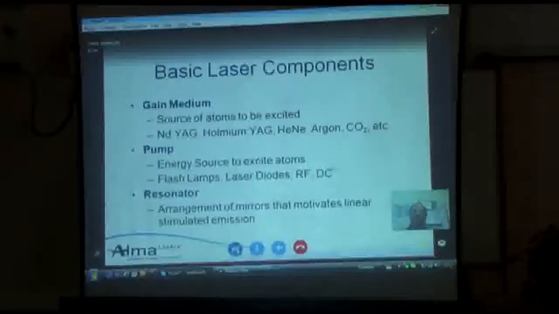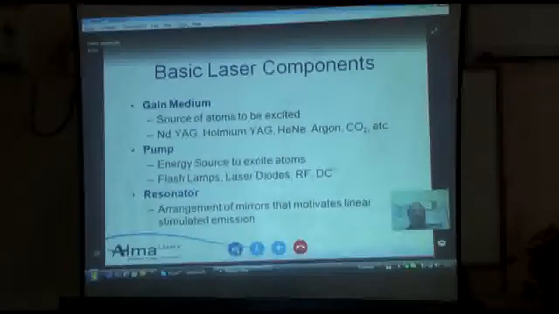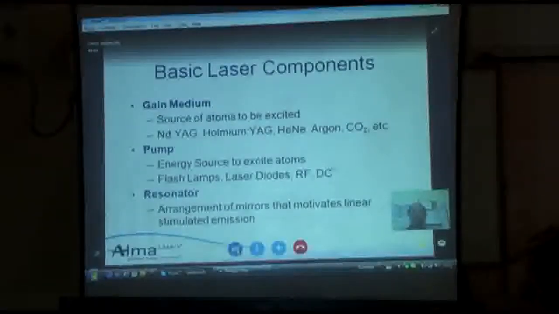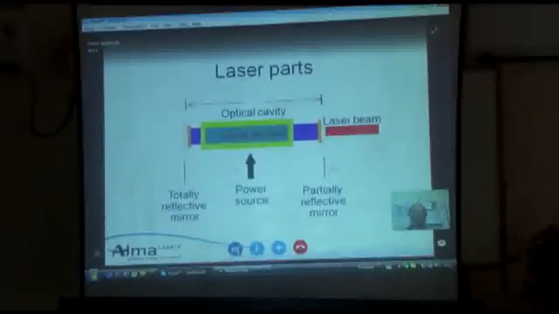Basic laser components are gain medium, pump, and resonator. The gain medium is the source of atoms to be excited, like Nd:YAG or holmium YAG or argon. The pump is the energy source to excite those atoms, like flash lamps, laser diodes, RF and DC types. And the resonator is an arrangement of mirrors that motivates linear stimulated emission. These are the basic laser parts.